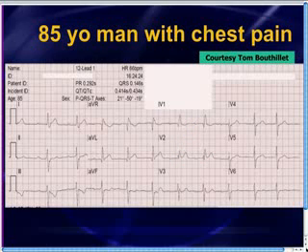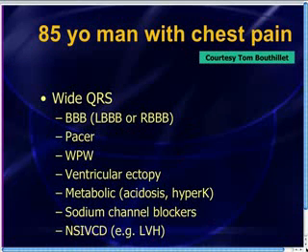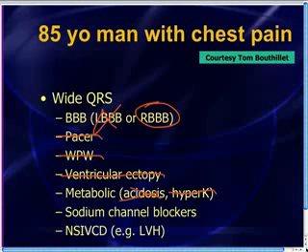And just for thoroughness, if you go through the rest of the differential we talked about for the wide QRS, this patient doesn't have any of these other reasons. There's no left bundle. We said there is a right bundle. There's no pacer spikes. There's no WPW. These are not PVCs. There's no peaked T waves, and there's nothing in the history that would suggest acidosis. And there's nothing suggesting sodium channel blocking drugs. There's no LVH there. So our cause for a wide QRS is a right bundle branch block pattern.